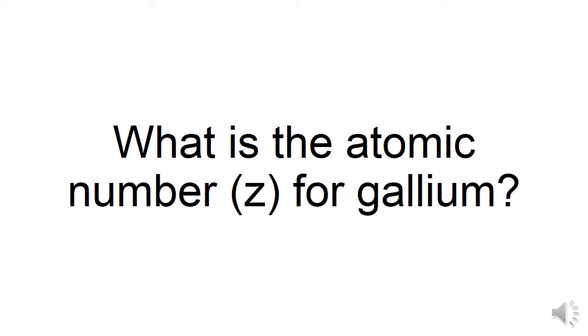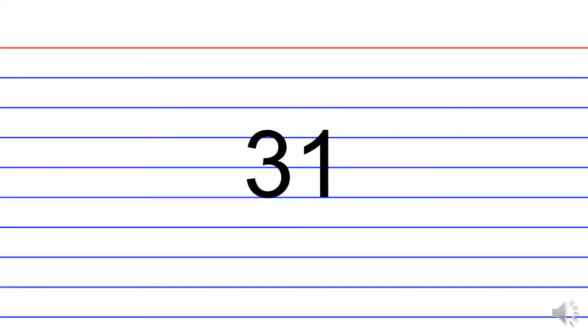What is the atomic number for gallium, what is the Z for gallium? The atomic number for gallium is 31. So it's the 31st element on the periodic table.